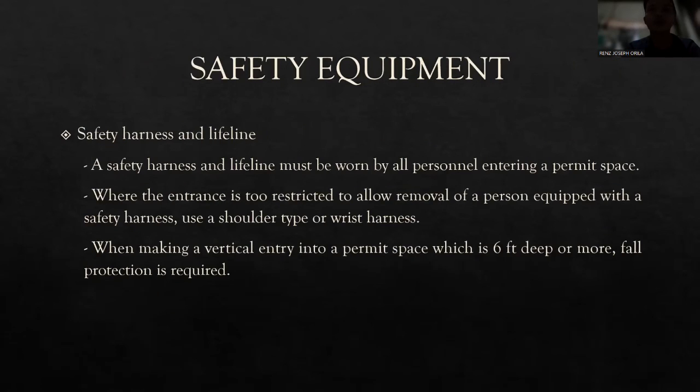Next, safety equipment. Safety harness and lifeline. A safety harness and lifeline must be worn by all personnel entering a permit space. Where the entrance is too restricted to allow removal of a person equipped with a safety harness, use a shoulder type or wrist harness. When making a vertical entry into a permit space, which is 6 feet deep or more, fall protection is required.